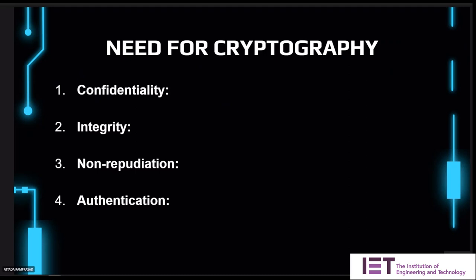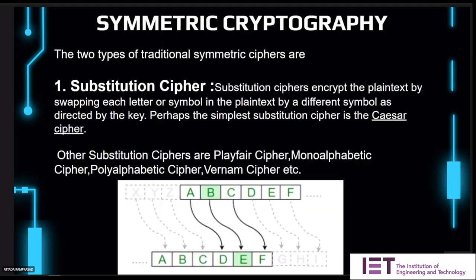Let us now look into the classifications of symmetric cryptography. There are two types of traditional symmetric cryptography. The first one is the substitution cipher. Substitution ciphers encrypt the plain text by swapping each letter or symbol in the plain text with some different symbol according to the key. Perhaps the simplest substitution cipher is the Caesar cipher.